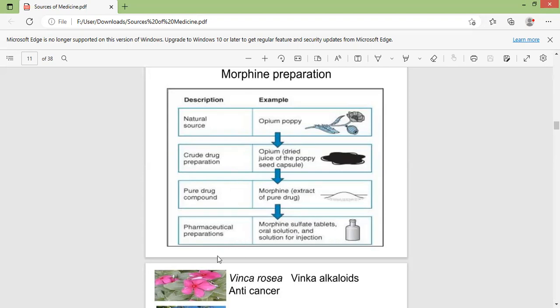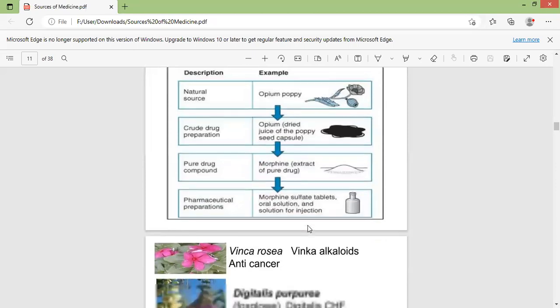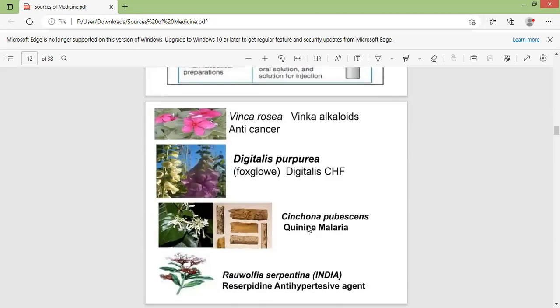Or an oral solution, a solution for injection. Now that one we call the pharmaceutical preparation. So you start with your natural source. From your natural source, you get the crude drug. From your crude drug, you can extract your pure drug. Once you've extracted your pure drug, such as morphine, you can now make tablets, you can make a syrup, and all of that. But we'll look more at crude drugs later.